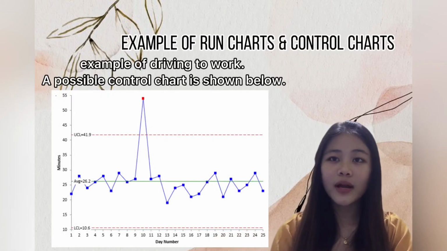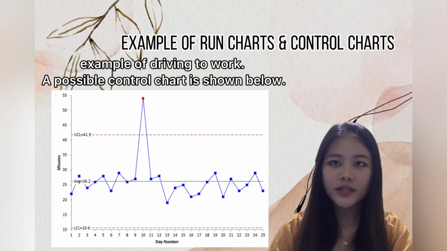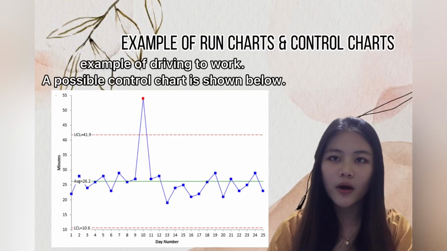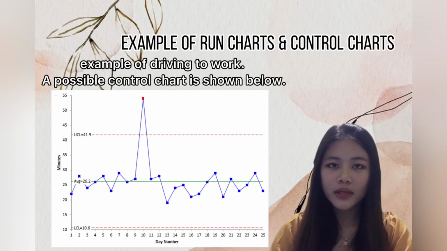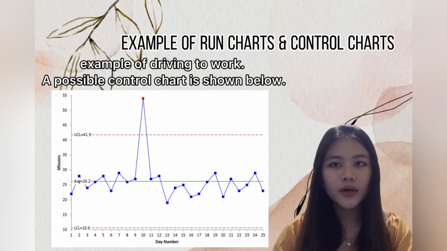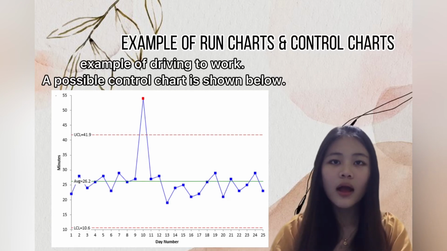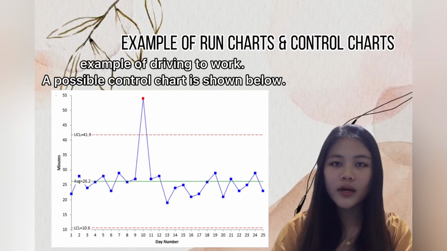The process variable, or the time to get to work, is plotted over time. Each day, the time to get to work is measured and plotted on the chart. After sufficient points, the process average is calculated. It is plotted on the chart as shown above. Then the upper control limit, or UCL, and the lower control limit, or LCL, are calculated. These are also plotted on the chart.